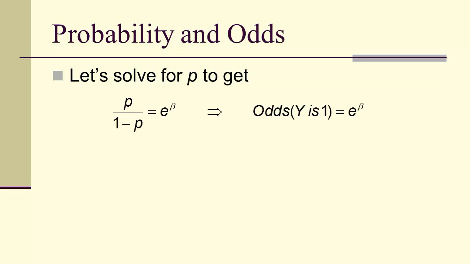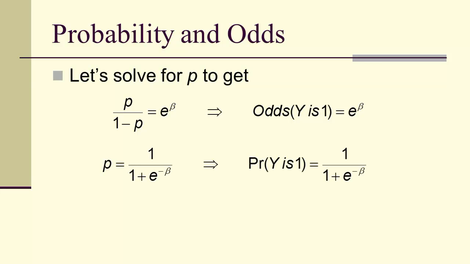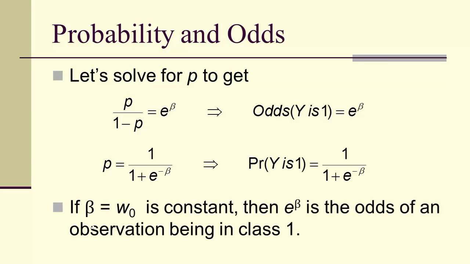We can solve for P, and we'll get P over 1 minus P is e to the beta, which means that the odds of y being equal to 1 is e to the beta. And then we solve further for P itself. We get 1 over 1 plus e to the negative beta, which means that the probability that y is 1 is 1 over 1 plus e to the negative beta. If beta is equal to a constant, so it's just the W0 term, then e to the beta is the odds of an observation being in class 1.